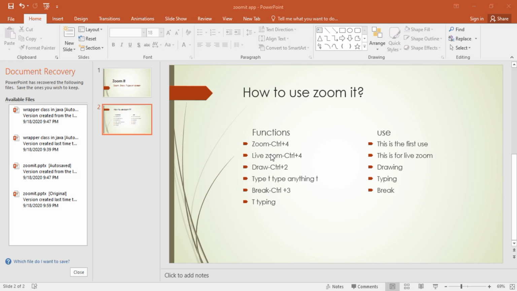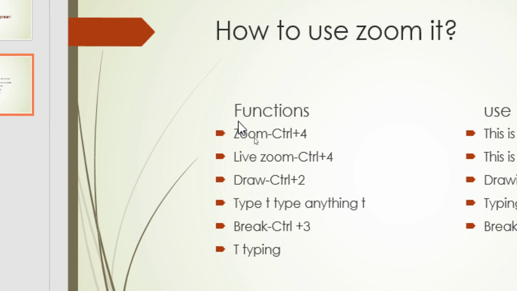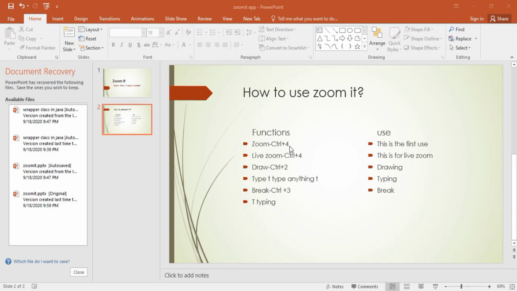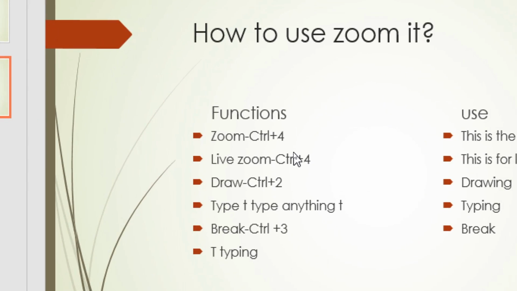So the first function is zoom or zoom in. I am going to press Control plus 4 to show the zoom effect. Now you can see the zoomed screen using Control plus 4. You can toggle between zoom in and zoom out using Control plus 4. Again I am going to enter into the zoom in.